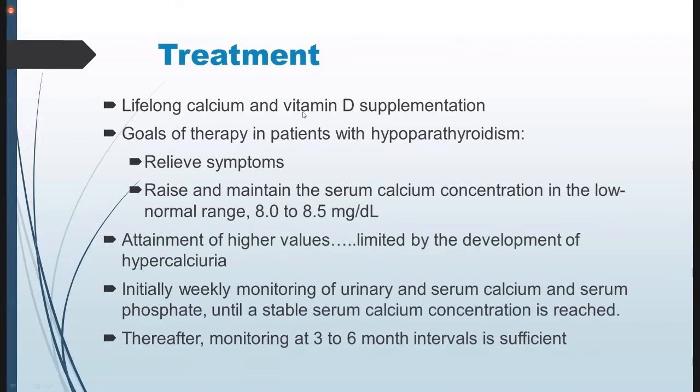Treatment is lifelong calcium and vitamin D supplementation. The goal is to relieve the symptoms and maintain the serum calcium between 8 to 8.5. Don't try to raise it above the normal range, because if you raise it, then there can be hypercalcemia, hypercalciuria, and that can lead to renal stone formation. So initially, you have to monitor the serum calcium and urinary calcium on a weekly basis. Once that is stabilized, monitoring can be performed at 3 to 6 month intervals.